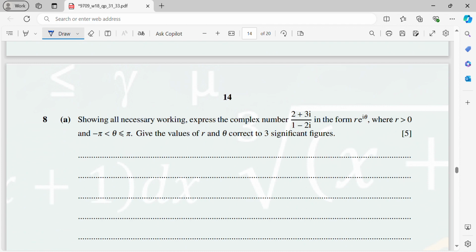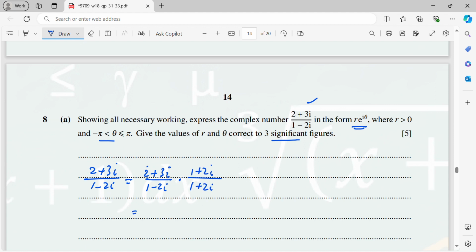So 8a, showing all necessary working, express the complex number in the form r e to the power i theta. This is the Euler form, where theta is between minus pi and pi. Give the values of r and theta correct to 3 significant figures. So now, 2 plus 3i, firstly, I will simplify this complex number. So this complex number can be simplified by multiplying by the conjugate of the denominator, which is 1 plus 2i.